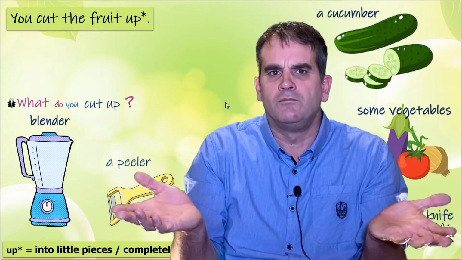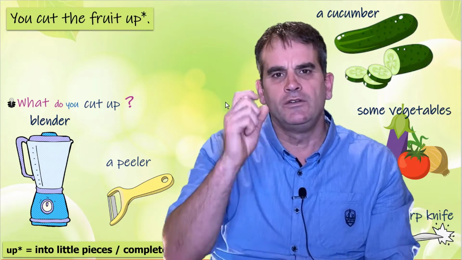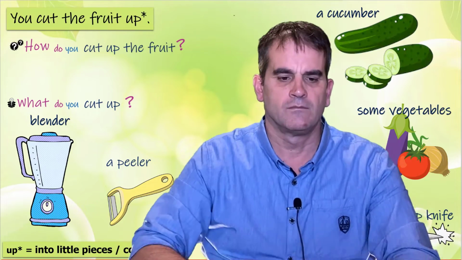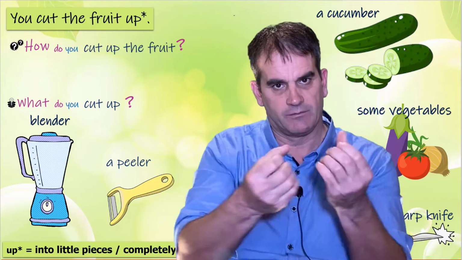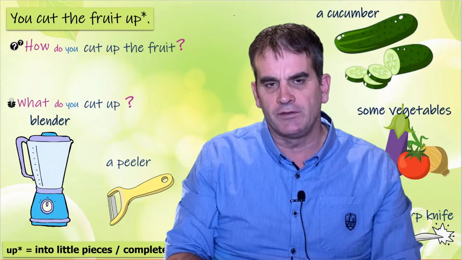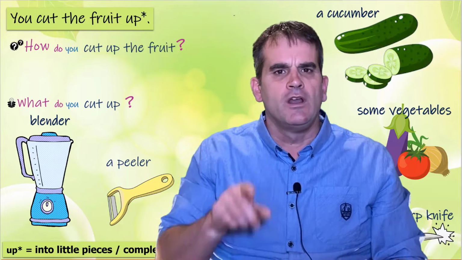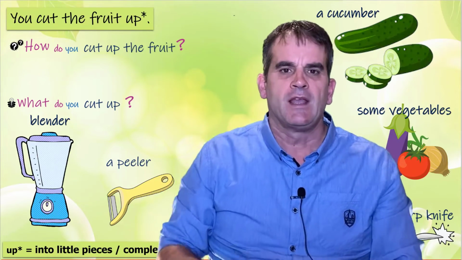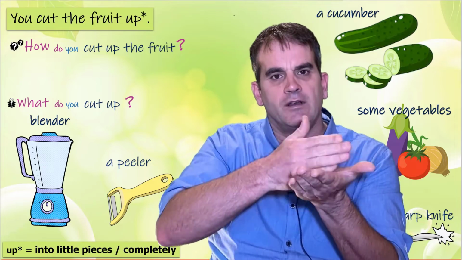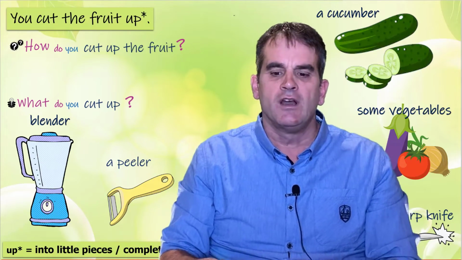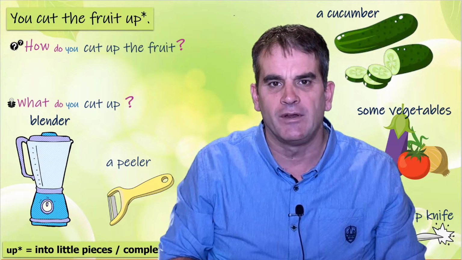So, how do you cut up the fruit? What do you use? Do you use a blender to cut up the fruit? Or do you use a peeler to cut up the fruit? Well, you don't use a blender and you don't use a peeler to cut up the fruit. You use a sharp knife. You use a sharp knife to cut up the fruit.